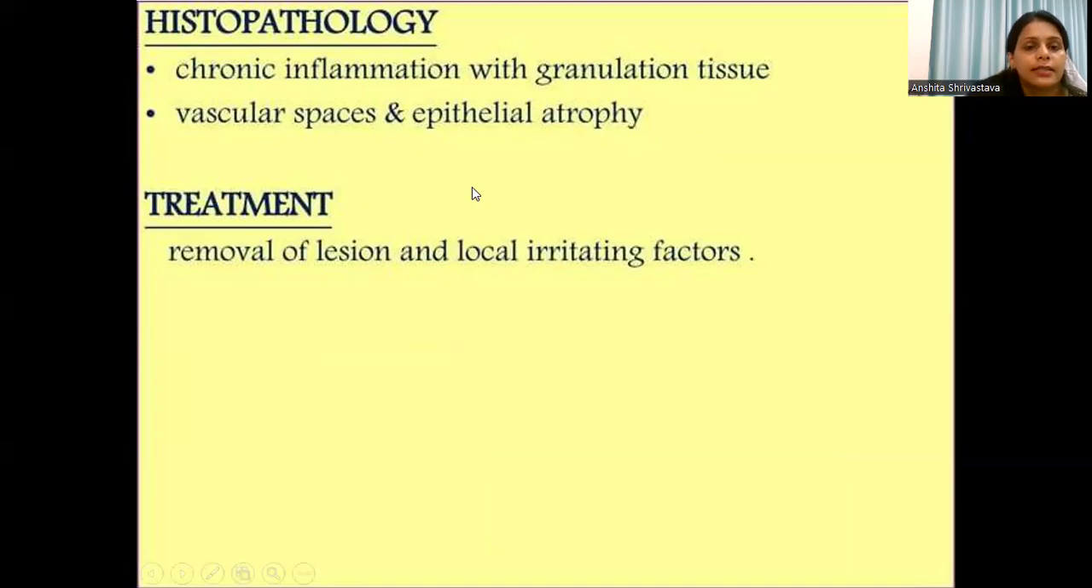Histopathology, there is a chronic inflammation with granulation tissue, vascular spaces and epithelial atrophy is present. And in the treatment, what will you do? You will go for the removal of the lesion and local irritating factors.